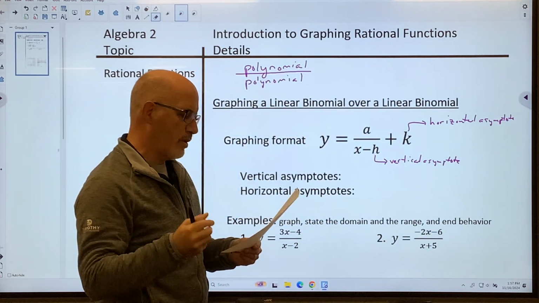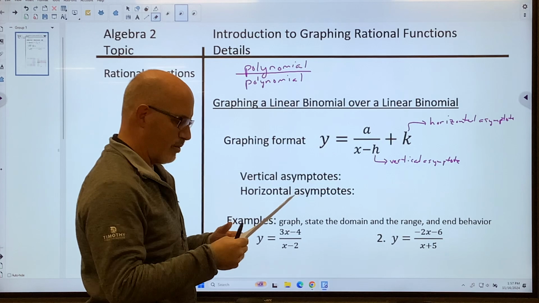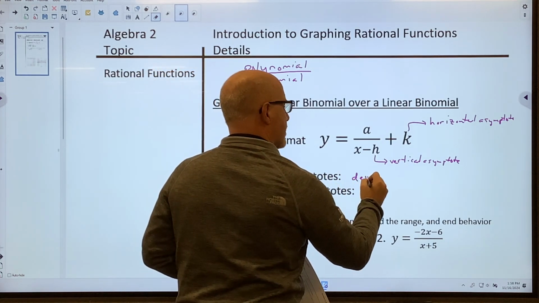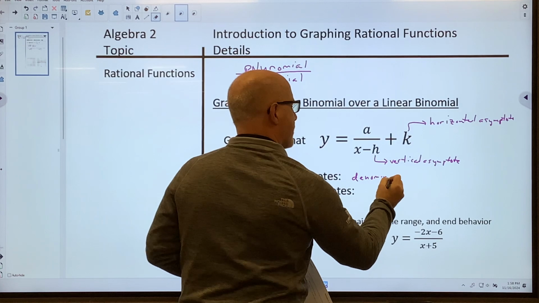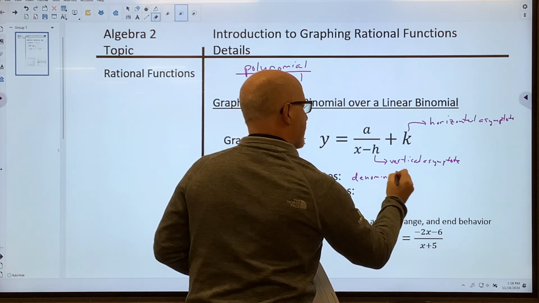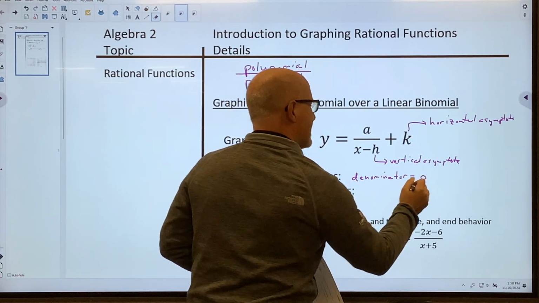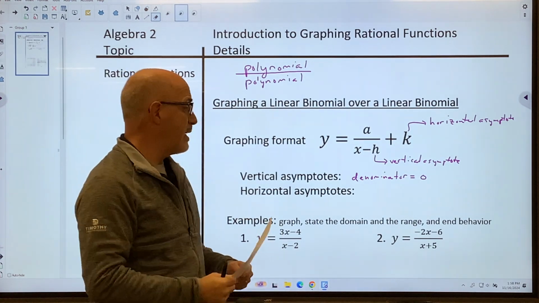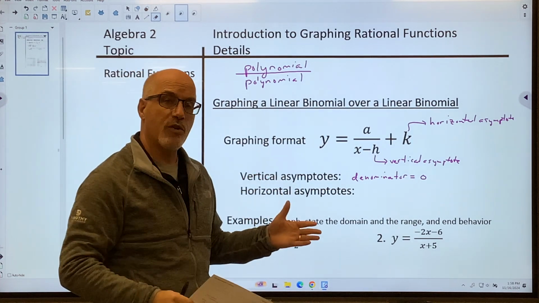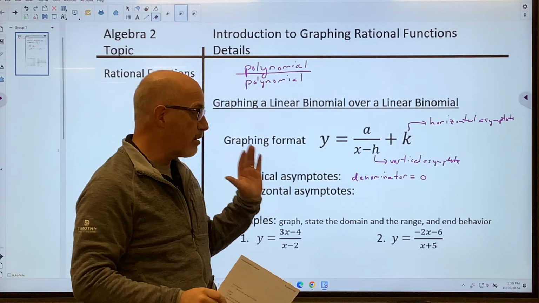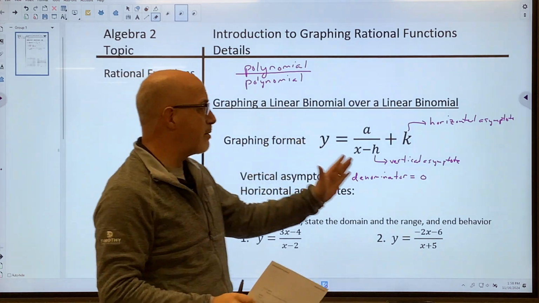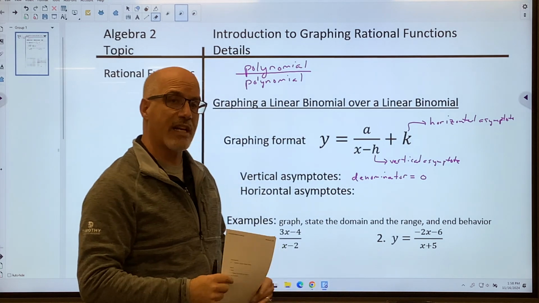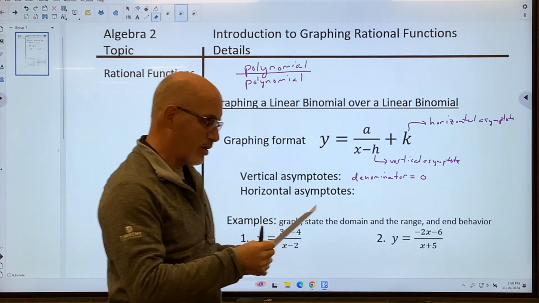When we look at the vertical asymptotes, this is when the denominator equals 0. Since the denominator is not allowed to be 0, the asymptote is a value we don't actually get to, we just get close to. We set the denominator equal to 0, we get that value, and then we draw a vertical dotted line for that asymptote.